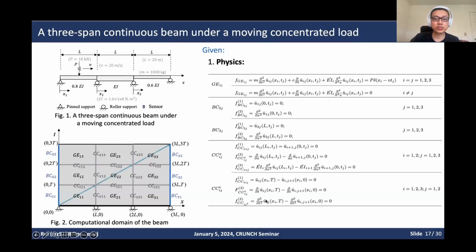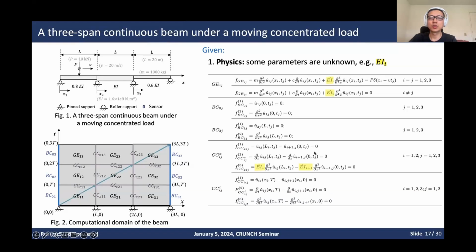And these three equations represent the interface physics along the time t, meaning the deflection, the velocity, and the accelerations are the same at these two interface lines. And also for the inverse problem, we assume some parameters are unknown, which is the flexural rigidity for each span.